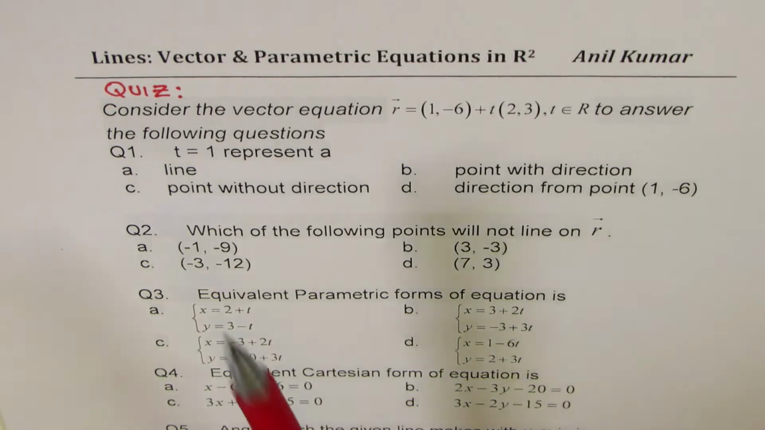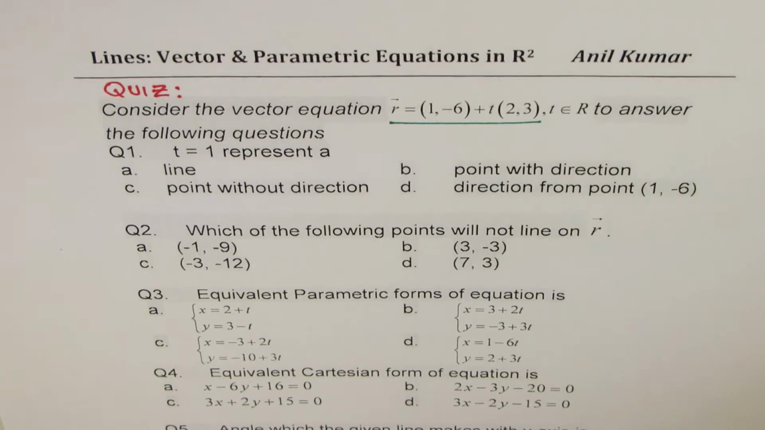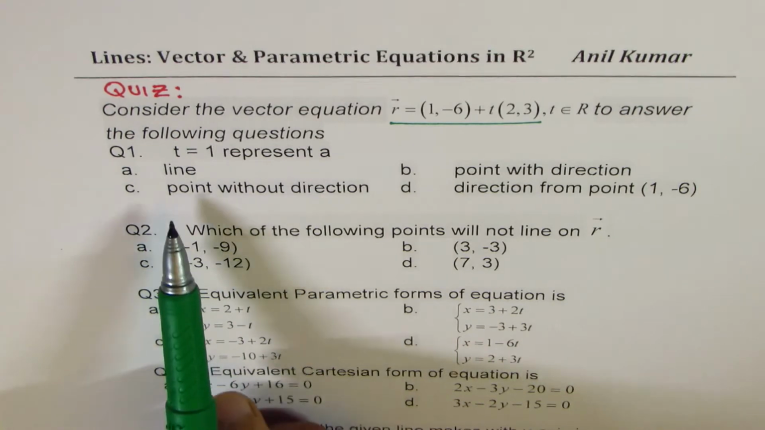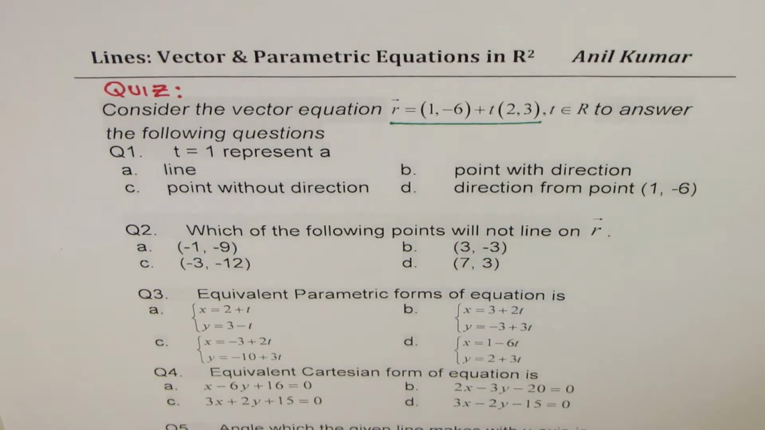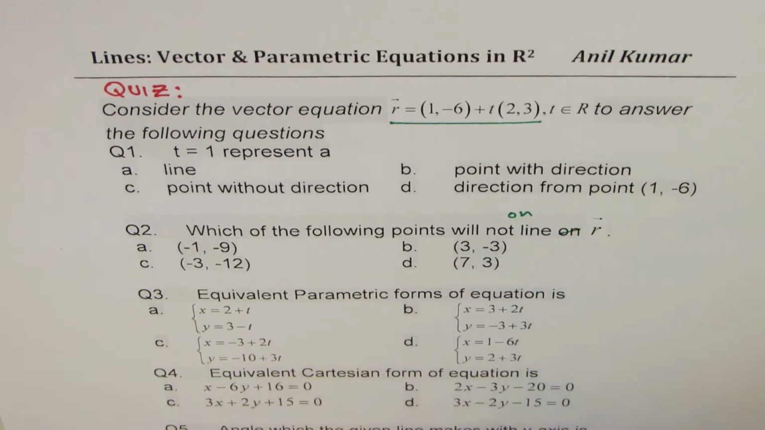For all these questions, we are going to consider only one equation that will help you to recall all the concepts and understand the topic better. Question number 1. t equals 1 represents a line, a point with direction, a point without direction, or a direction from point (1, -6)? Question number 2. Which of the following points are not on the line r? So 4 choices are given to you.